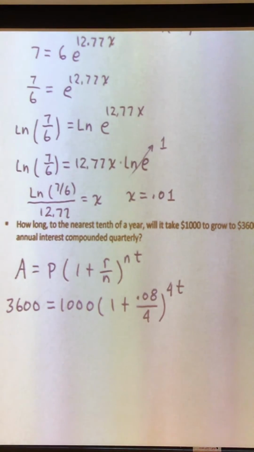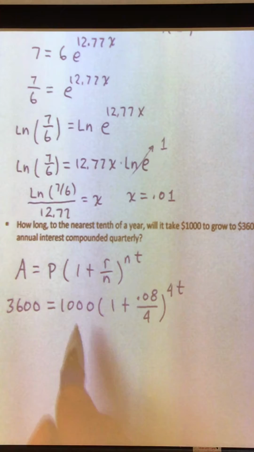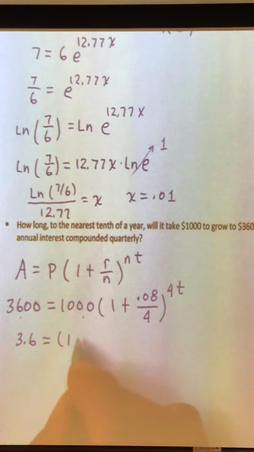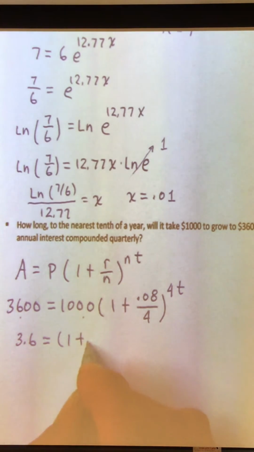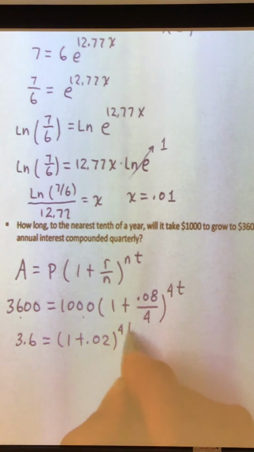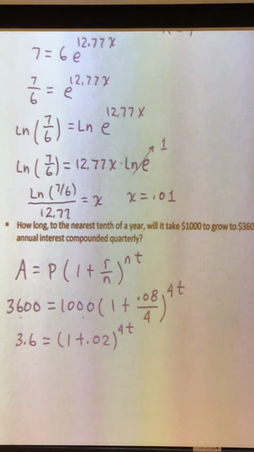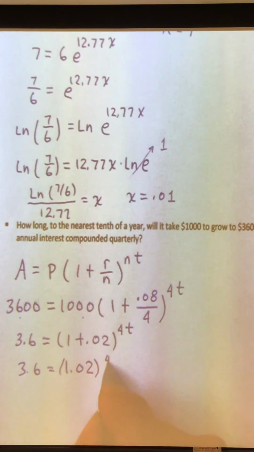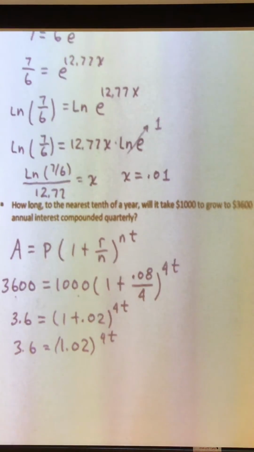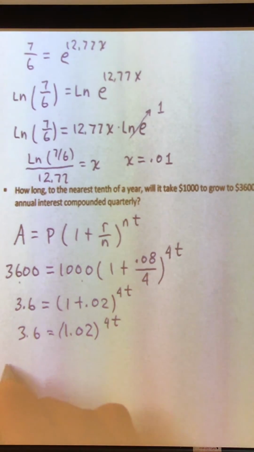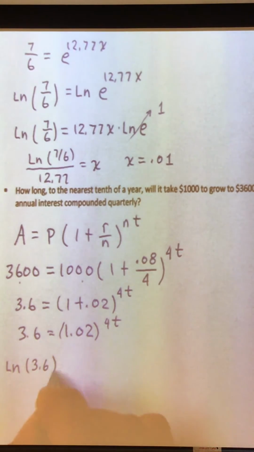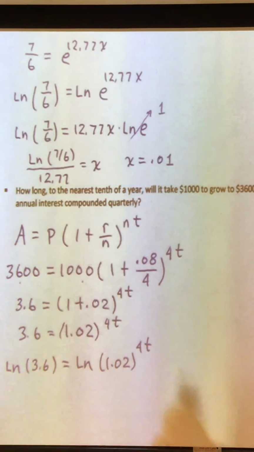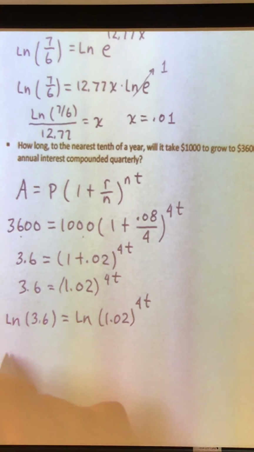So we have an exponential equation we need to solve. First, we'll isolate that exponential. Dividing both sides by 1,000 will give us 3.6 is equal to 1 plus 0.02 raised to the 4t. Okay, so let's rewrite that quickly as 1.02 raised to the 4t. To access the t and get it isolated, we will use logarithms. So we'll take the log of the left side, log of 3.6, log of the right side, 1.02 raised to the 4t. Now use our power property on the right-hand side.